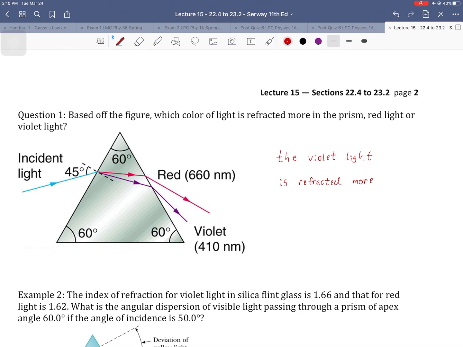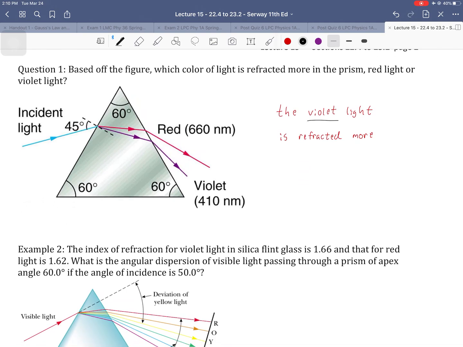If we look at when the light comes out of the prism, shown here, we would expect that the red light is not going to bend as much back away from the normal, and indeed, that's what we're seeing. The purple light bends more each time, so it bends towards the normal more when it passes into the prism, and it bends away from the normal more when it passes back into the air.